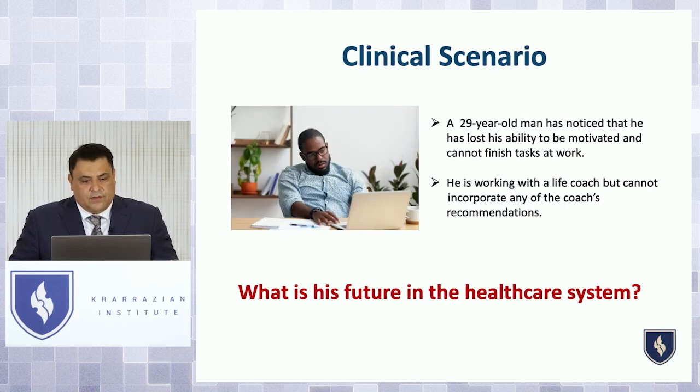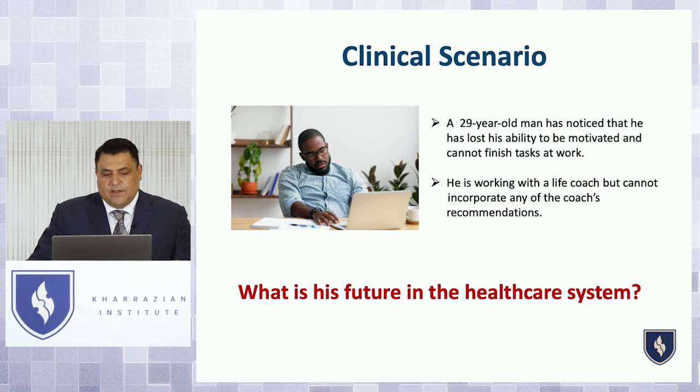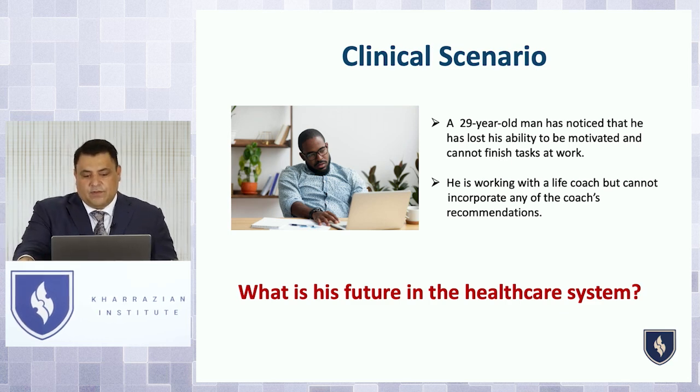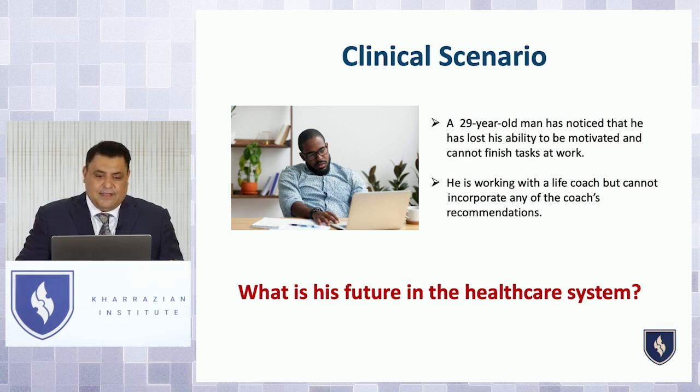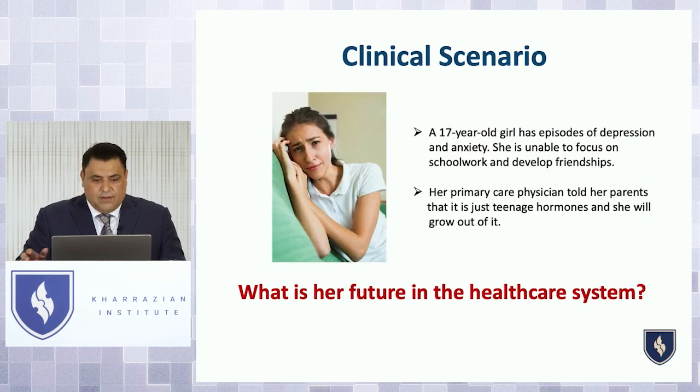Okay, here's another clinical scenario that's very common. A 29-year-old man noticed that he has lost the ability to be motivated and cannot finish tasks at work. He's working with a life coach, but cannot incorporate any of the coach's recommendations. So what's going to happen to this person's future? He's at an age where he has to get his life organized and get things going, but he cannot motivate. He cannot finish tasks. And he's trying to work with a life coach, but doesn't have the brain neurochemistry to make things happen.